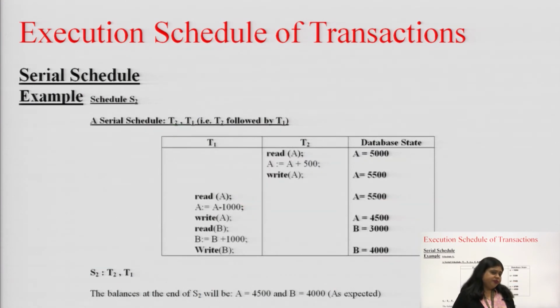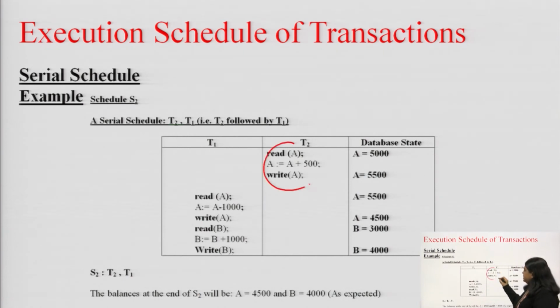The same structure, only change is that transaction T2 is getting executed before transaction T1. So, over here the changes are being made, right. So, A is getting updated by 500.